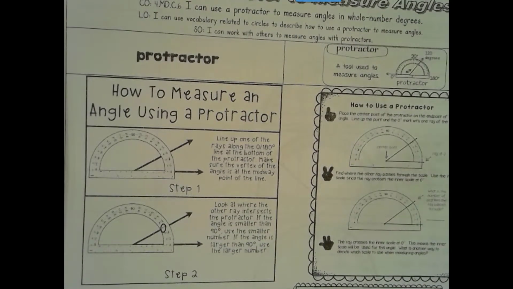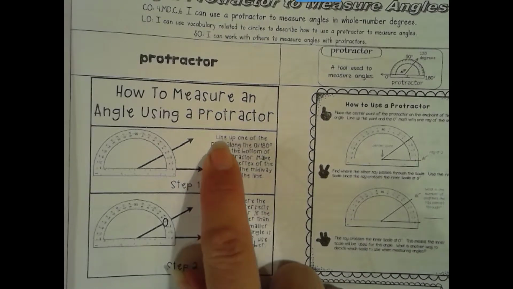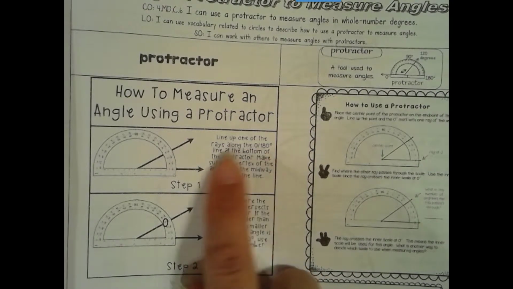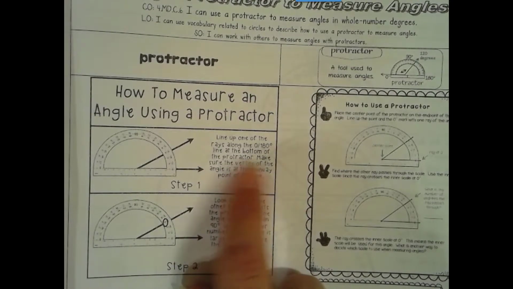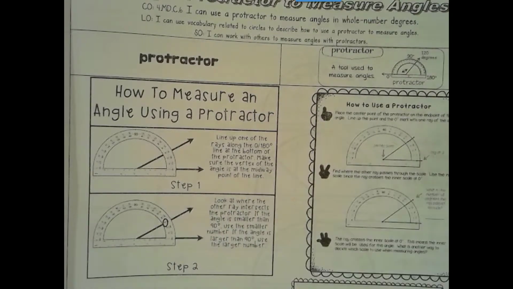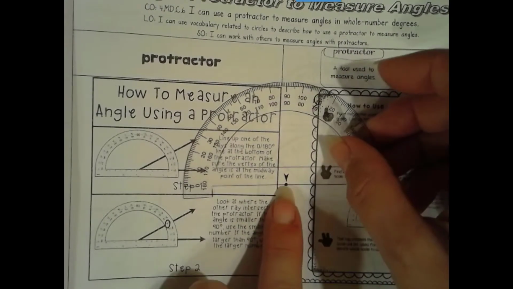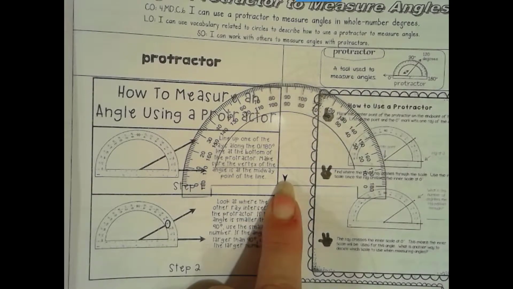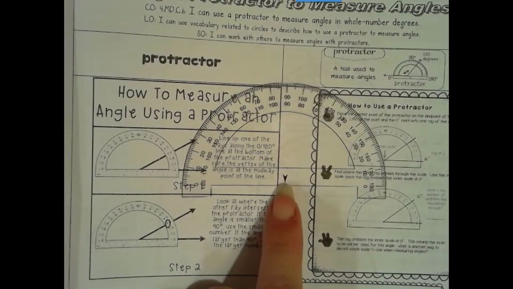So our steps for using a protractor: line up one of the rays along the 0, 180 degree line at the bottom of the protractor. Make sure the vertex of the angle is at the midway point of the line. On ours, this is the indicator of our midway point, because that's the center of the circle. Your vertex must be at the center of the circle for it to work.